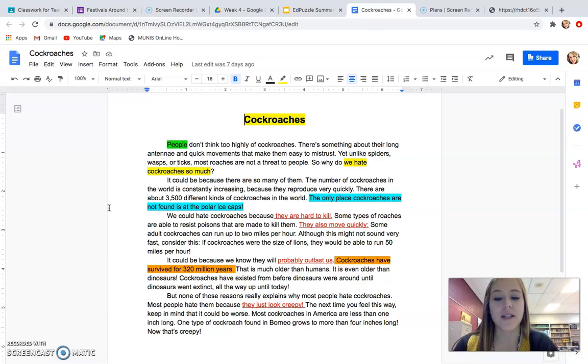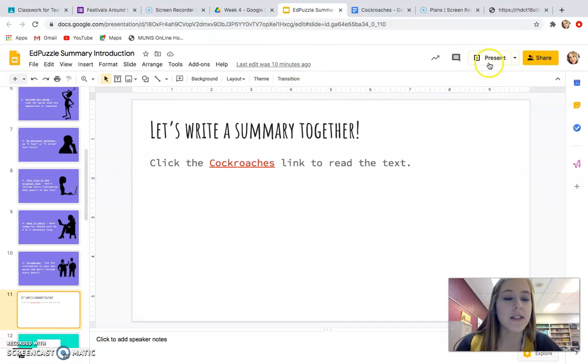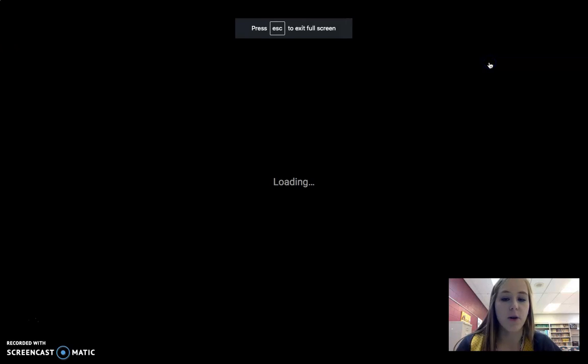But none of those reasons really explains why most people hate cockroaches. Most people hate them because they just look creepy. The next time you feel this way, keep in mind that it could be worse. Most cockroaches in America are less than 1 inch long. One type of cockroach found in Borneo grows to more than 4 inches long. Now that's creepy.